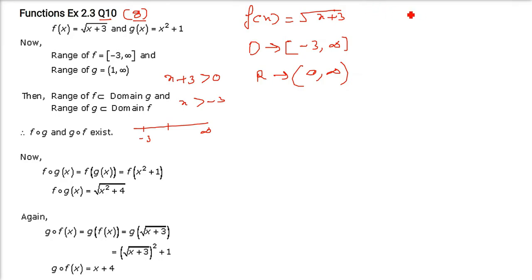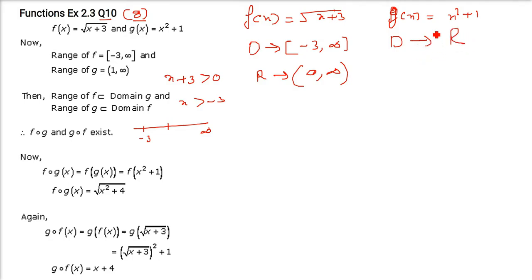Now coming to the function g x, which is x square plus 1. So what is the domain? The domain has no problem, put any value. x can have any value. So the domain will be all the real numbers, that is negative infinity to positive infinity.